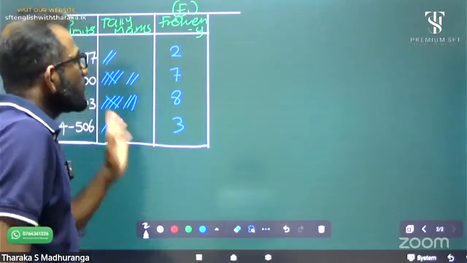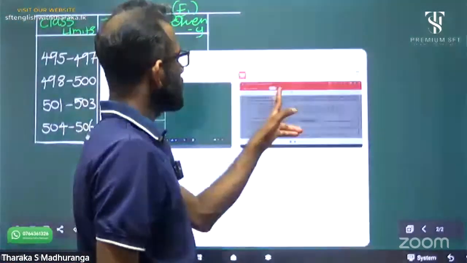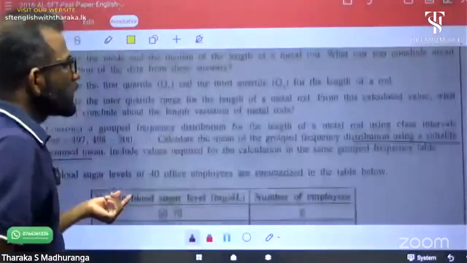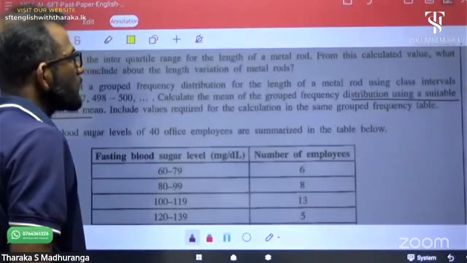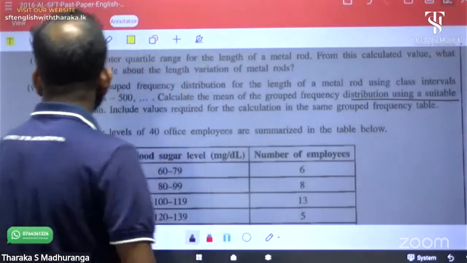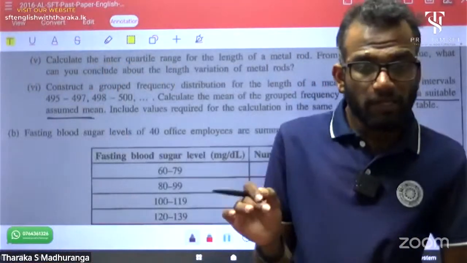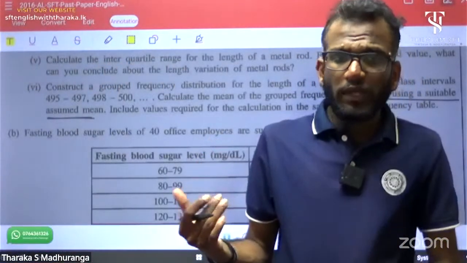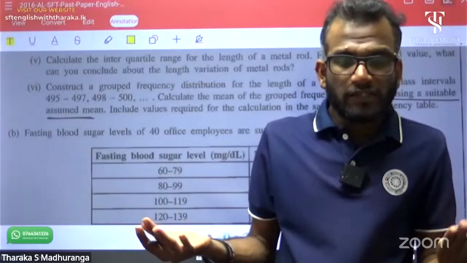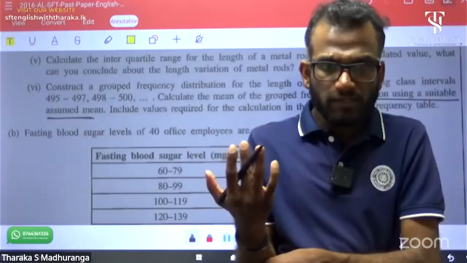Okay, that's the frequency now. That's the frequency, and this is the group frequency table now ready. Then calculate the mean of the group frequency distribution using a suitable assume mean method. If you calculate without considering this assume mean method, if you calculate by the normal method, do you have marks?